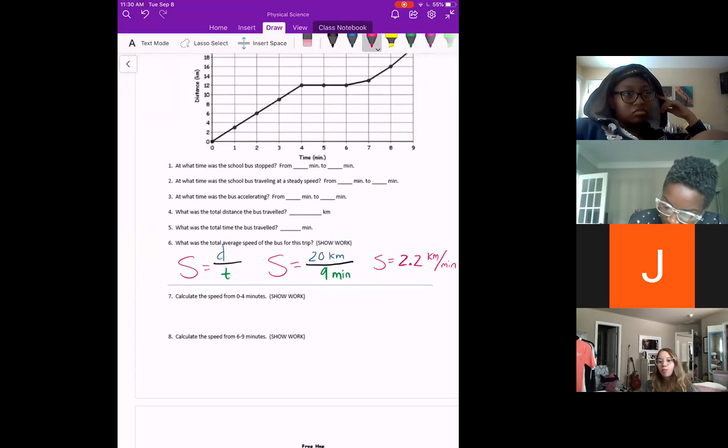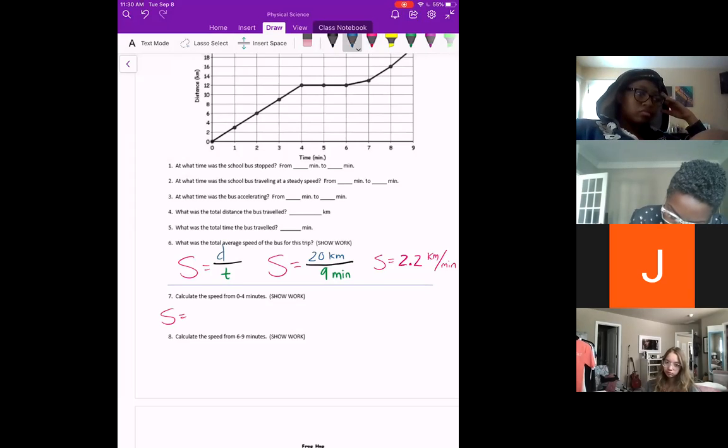So it's always rise would be Y and run would be X. In other words, when we're doing rise over run, we're still calculating speed. So it's still speed is equal to distance divided by time.